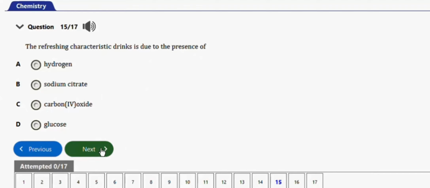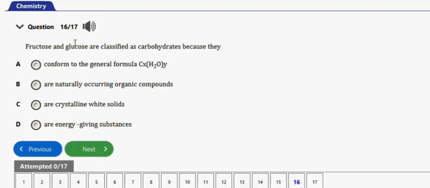Next question will be this one. It says fructose and glucose are classified as carbohydrates because they conform to the general formula. So this formula we have here is correct. The last question we have here before I end this video will be this one.